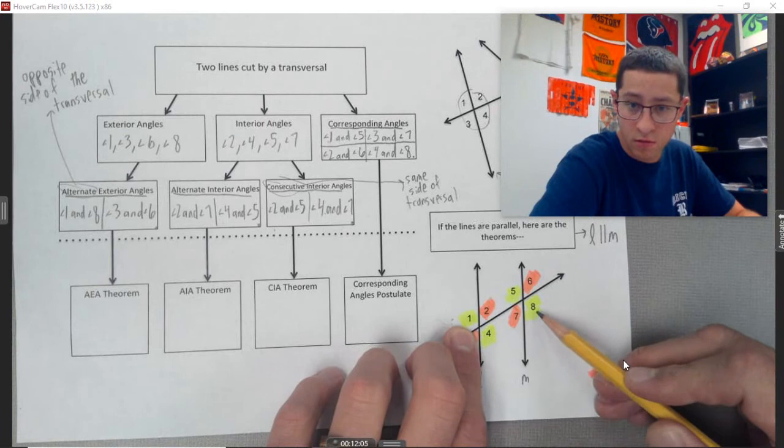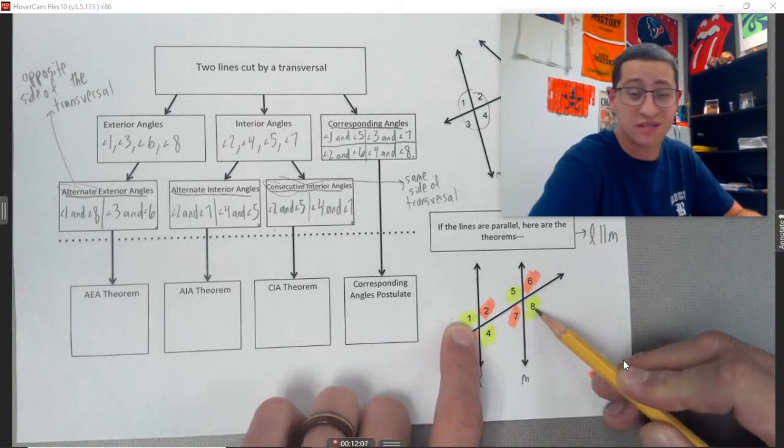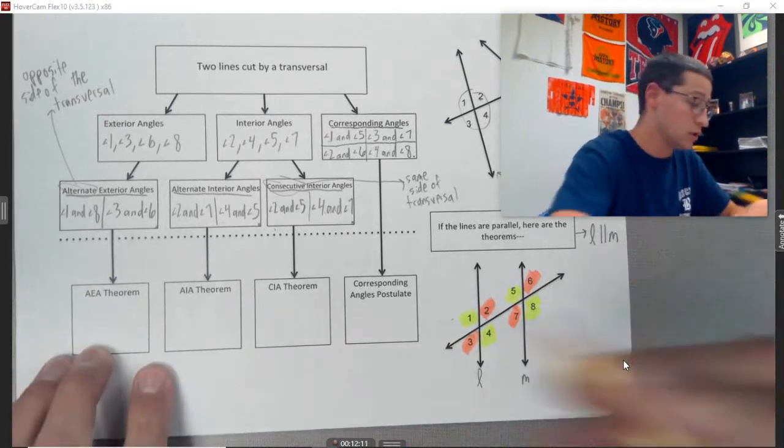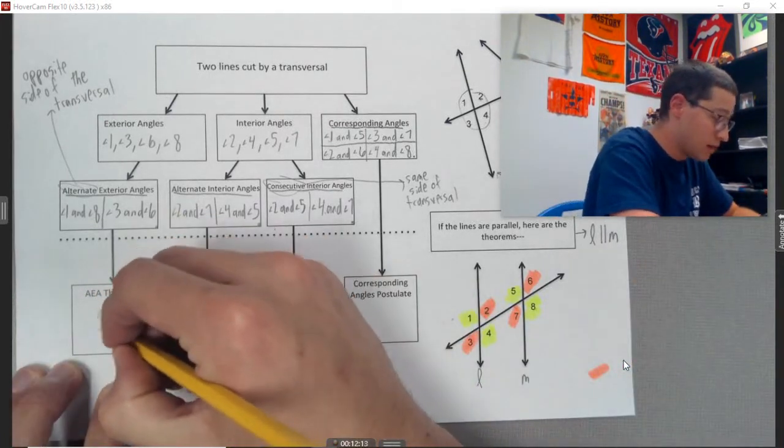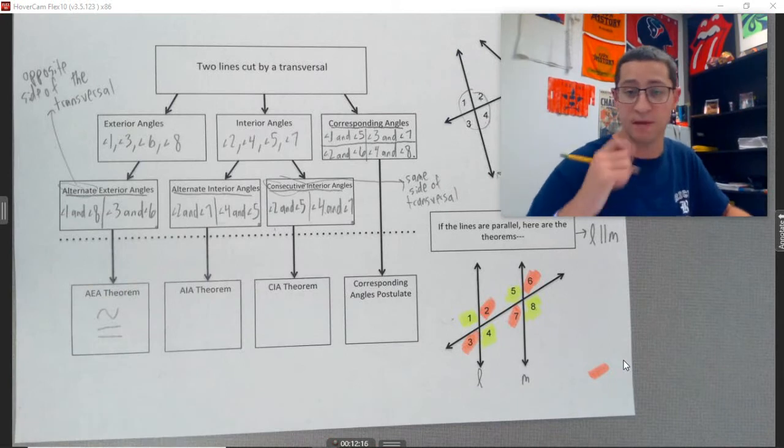1 and 8. Notice they're the same color. So what does that mean? That means they are congruent. Now I'll go ahead and write a big congruent sign. That means they're the same.